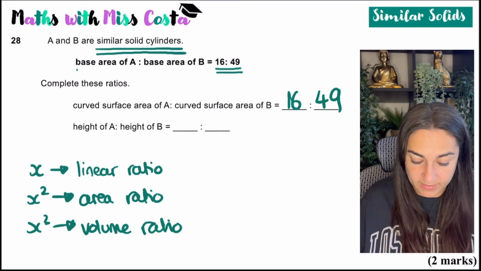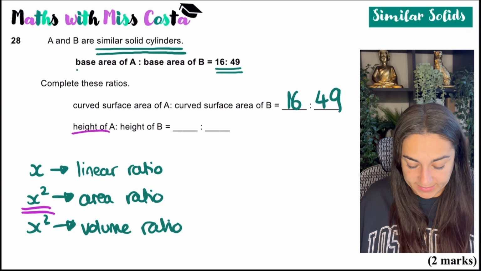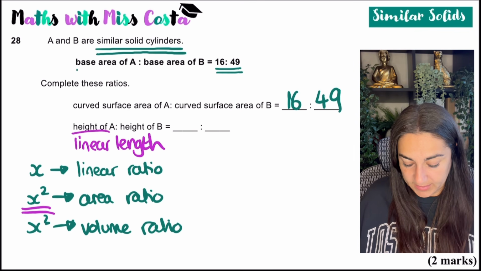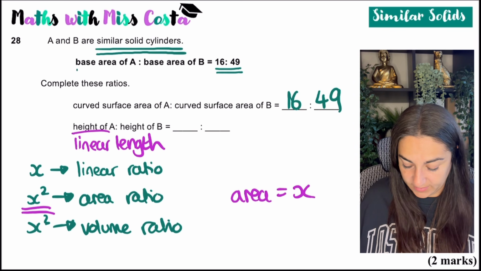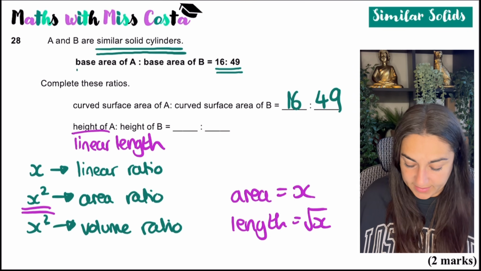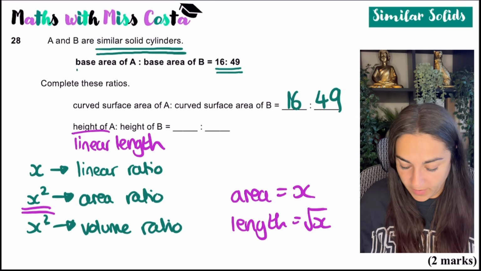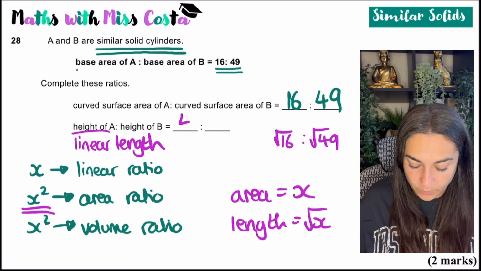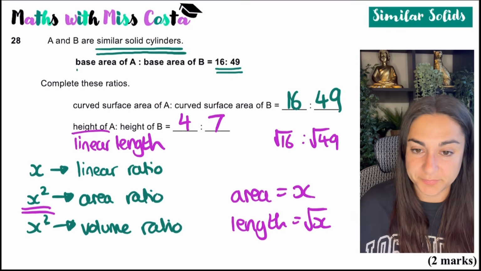Now the height, so remember the area is X squared. So to get a height, that's a linear length, I'm going to need to square root it. So if the area is X, the length is going to have to be the square root of X. So the height of A to the height of B is going to be the square root of 16 to the square root of 49, which is 4 to 7. So that's how we do those kinds of questions.